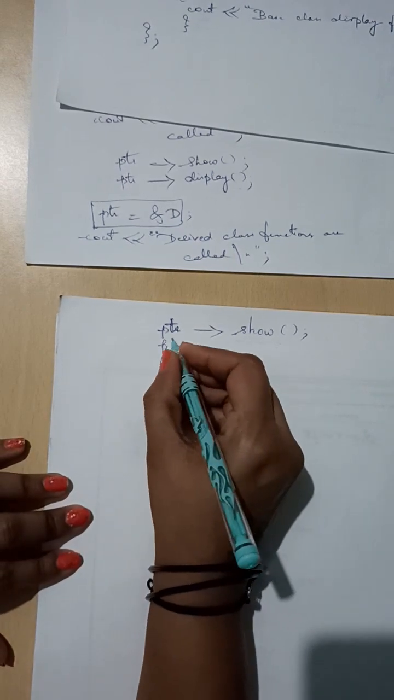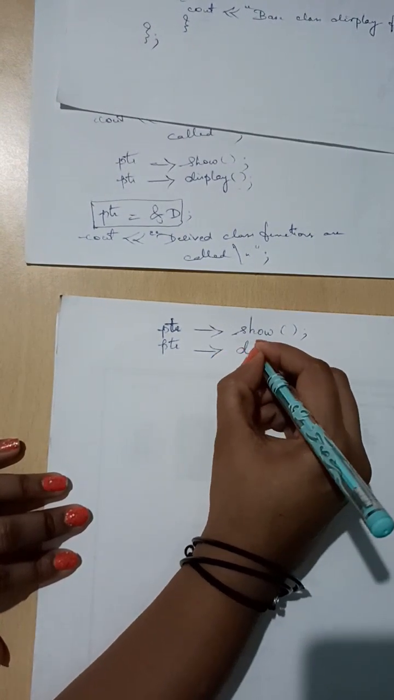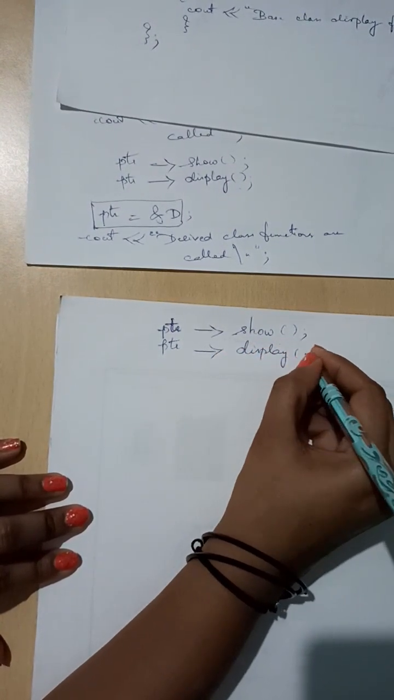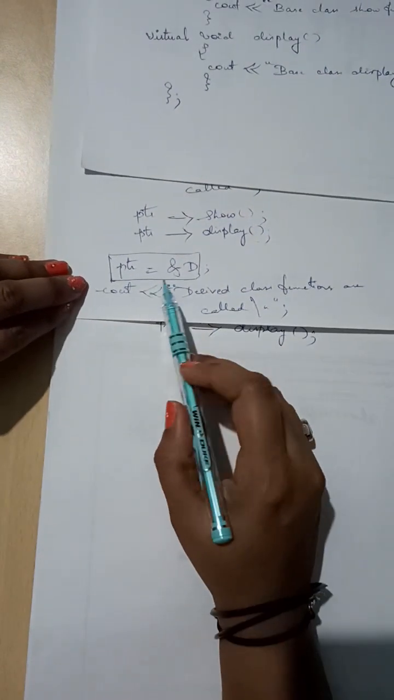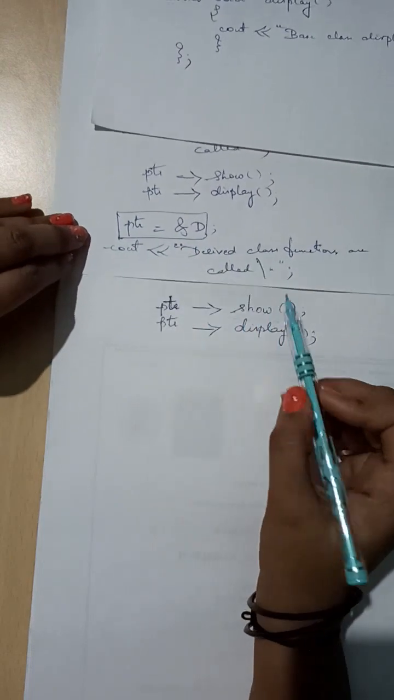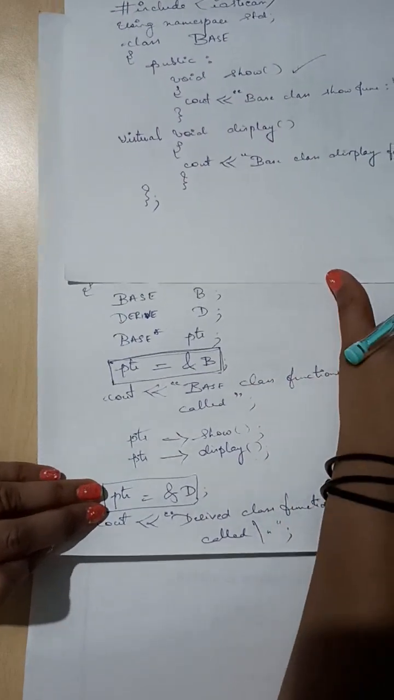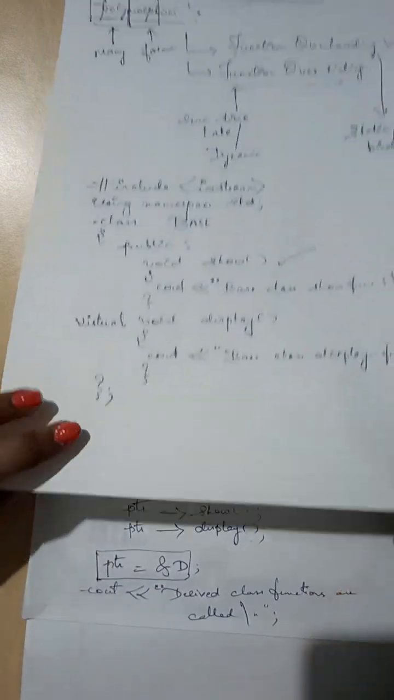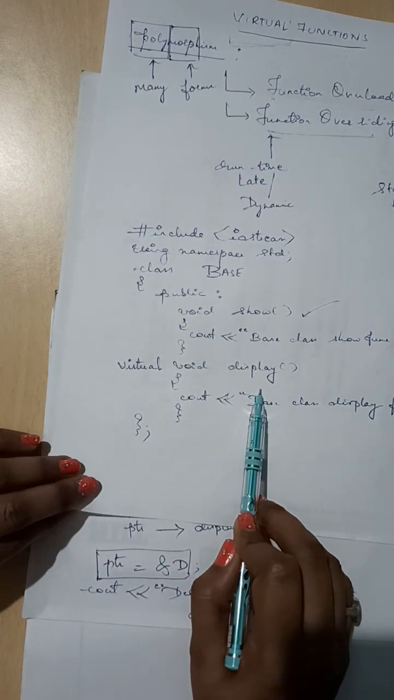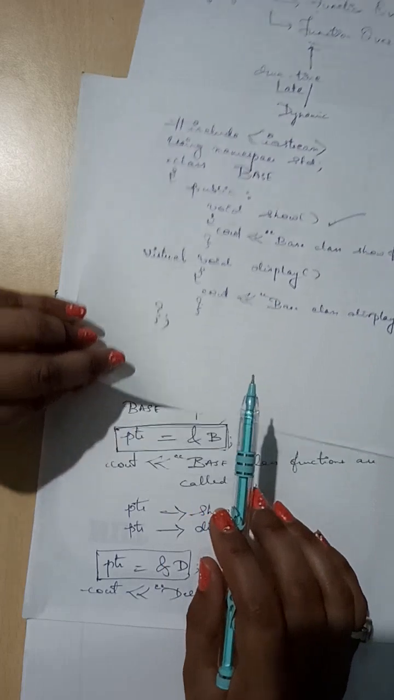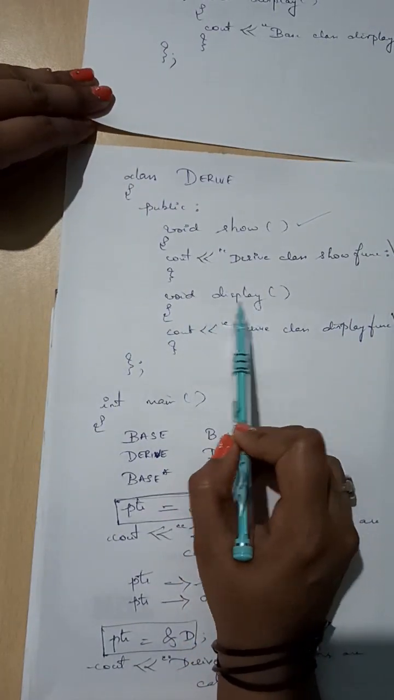Next, if I use the pointer object and arrow operator and I say display, then what happens? The pointer is containing the address of the derived class object, and I am calling the display function. So you can see the code. In the base class, I have defined a display function, and in the derived class I have also defined the display function.